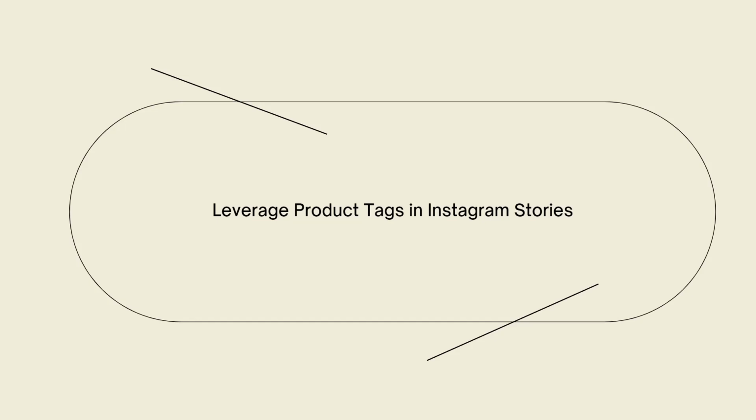Leverage product tags in Instagram stories. In addition to tagging products in regular Instagram posts, take advantage of product tags in Instagram stories. As you create stories, add stickers, and select the product tag option to highlight specific products and encourage engagement. This feature allows users to tap on the tags and directly access the product details and purchase options.